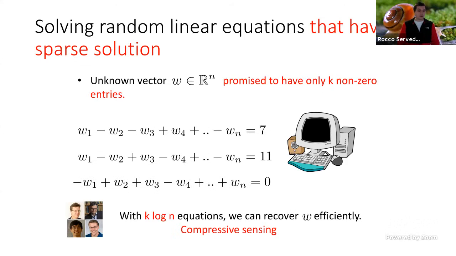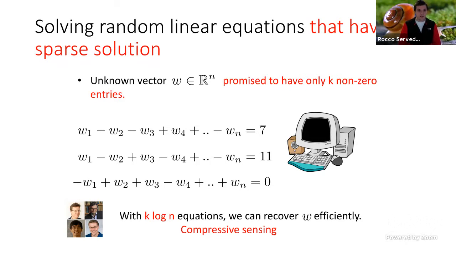And it's well known, kind of a foundational result in this area of compressive sensing, that if we have k log n equations, now we don't need n equations anymore because of this sparsity assumption, it turns out that with only k log n equations, we can recover the vector efficiently. And this is sort of a cornerstone result in this whole area of sparse recovery or compressed sensing. I'll talk a little bit more about this coming up.